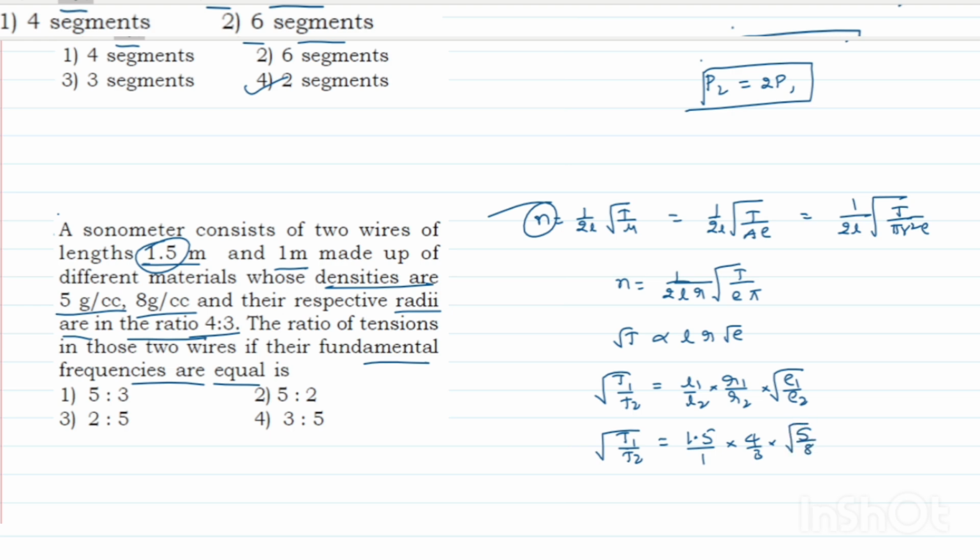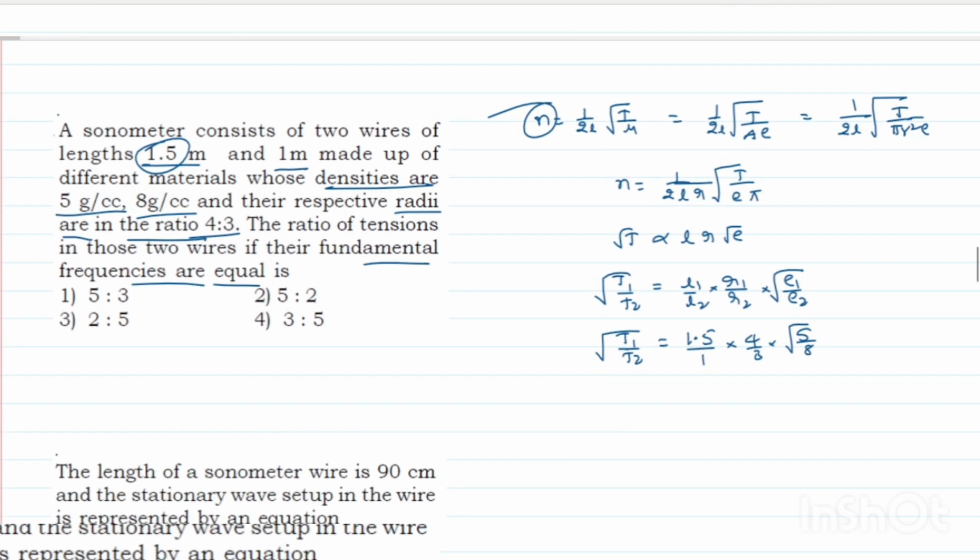Here you can write 1.5 as 3 by 2, students, into 4 by 3 into root 5 by root 8, which you can write as 2 root 2. This 3 gets cancelled, and here 2 gets cancelled, and this 2 also gets cancelled. Here we will be getting root 5 by 2. So root t1 by t2 is nothing but root 5 by 2. With this, by squaring on both sides, you will be getting t1 by t2 as 5:2.